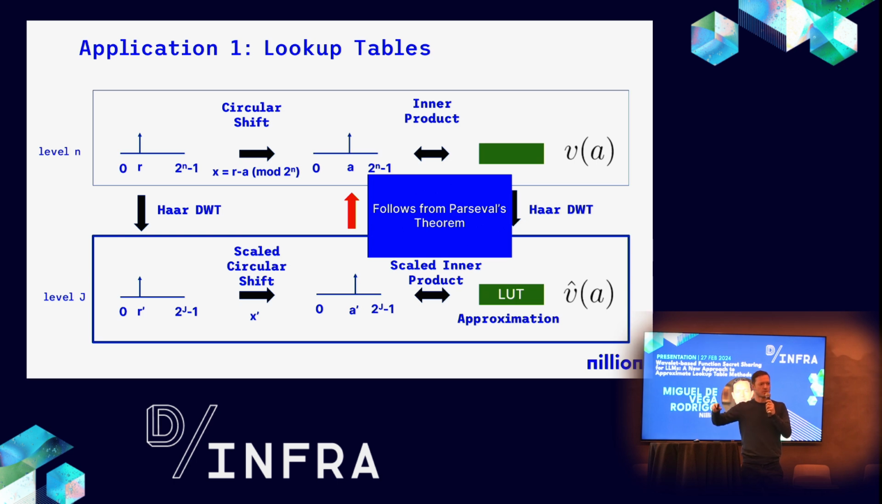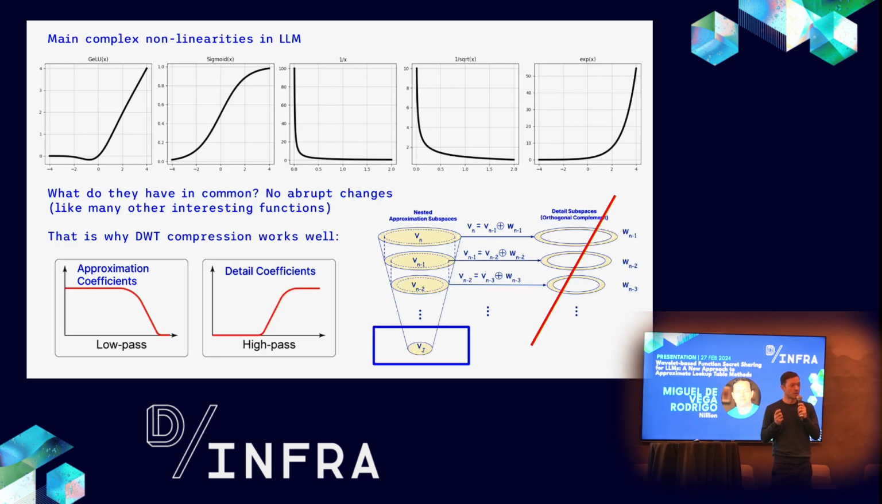But we're going to forget about those inner products with detail coefficients and just focus on the ones with approximation coefficients, because compression is going to be good. So there's going to be some error, but the observation is that all the nonlinearities we are interested about are very smooth. They don't have abrupt changes.